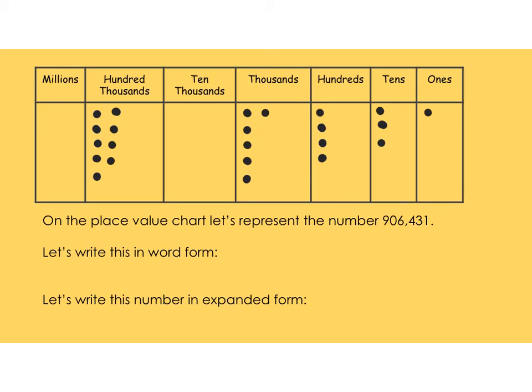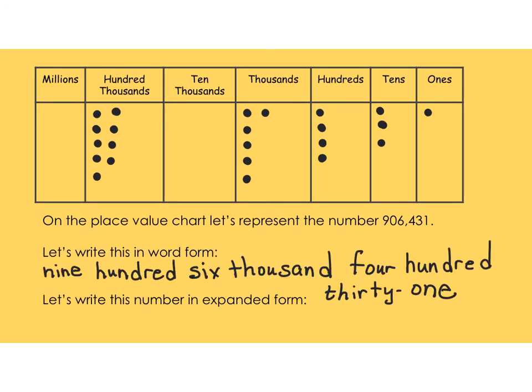Okay, next let's write this in word form. How would we actually write this? We would write it exactly how we say it in word form, but we'd just use the words. 906,431. So let's take a look at that. Okay, so this is what it would look like in word form. 906,000, remember the word thousand says where our comma is, 431.